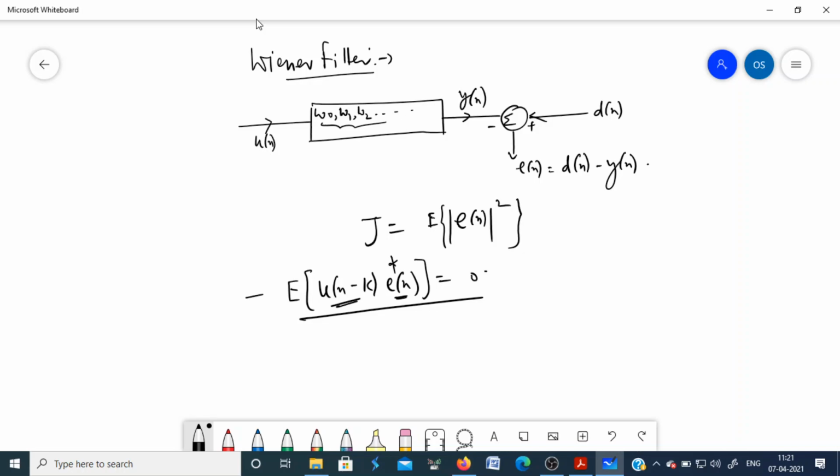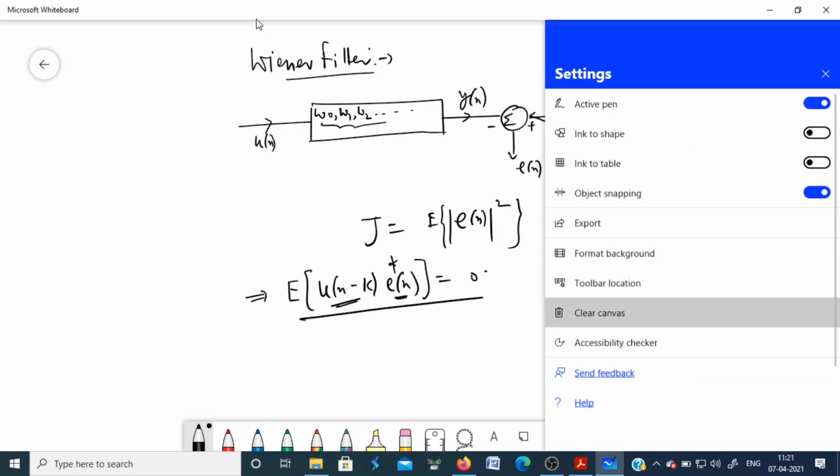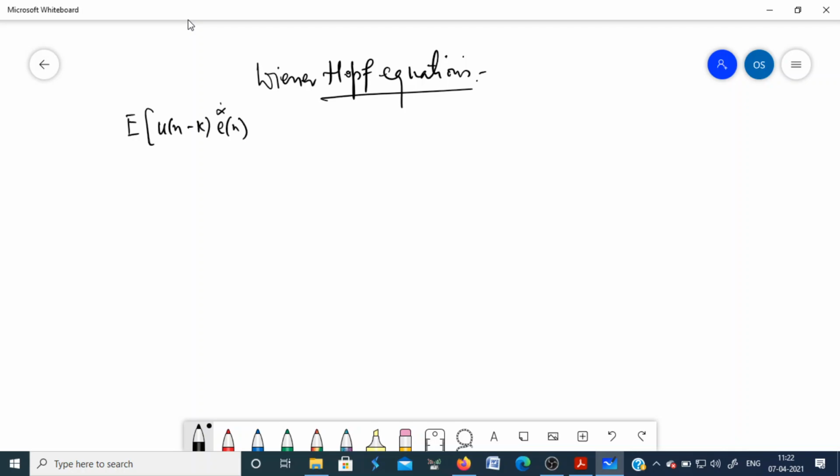So using this principle of orthogonality, we will derive a set of equations which is called the Wiener-Hopf equations, which gives you a solution for this Wiener filter. So we start from this principle of orthogonality, that E of u(n minus k) into e*(n) is equal to 0.